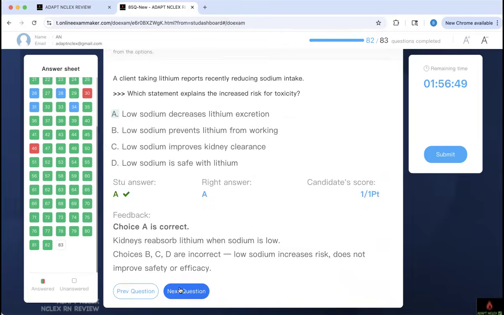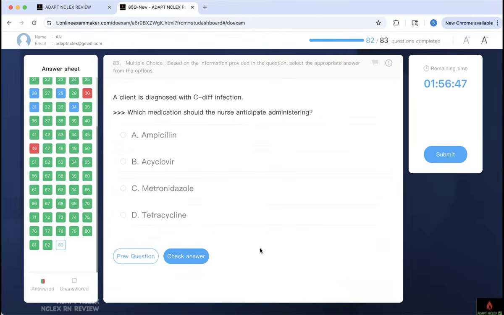And the last question. Pharmacology. Risk reduction. Thank you for getting to 85. It's 83 because we did the case study. What do you think? The client diagnosed with C. diff infection. Which medication should the nurse anticipate administering? What is the actual medication for C. diff? Ampicillin, acyclovir, metronidazole, tachycardia.